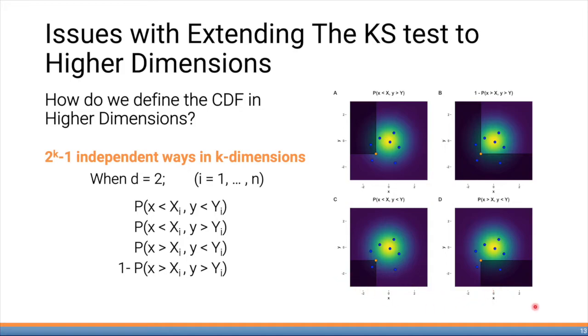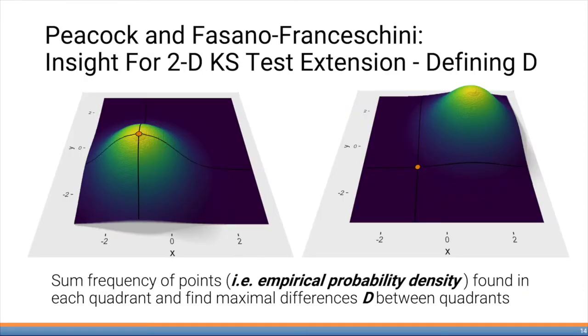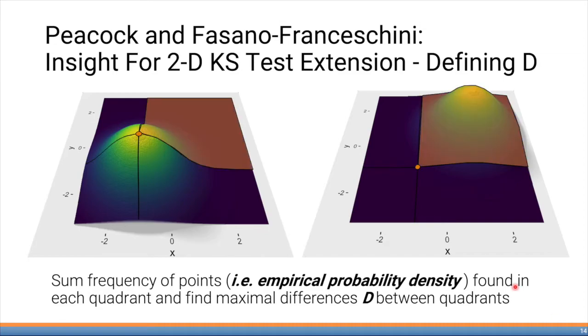More generally, in the k-dimensional space, there are 2 to the k minus 1 independent ways of defining the cumulative distribution function. Peacock, and later the more computationally efficient Fasano-Franceschini test, solve this higher dimensional issue by defining the 2D test statistic as the largest difference between the empirical and theoretical cumulative distribution in the 4 quadrants centered at each observed xy pair of points.